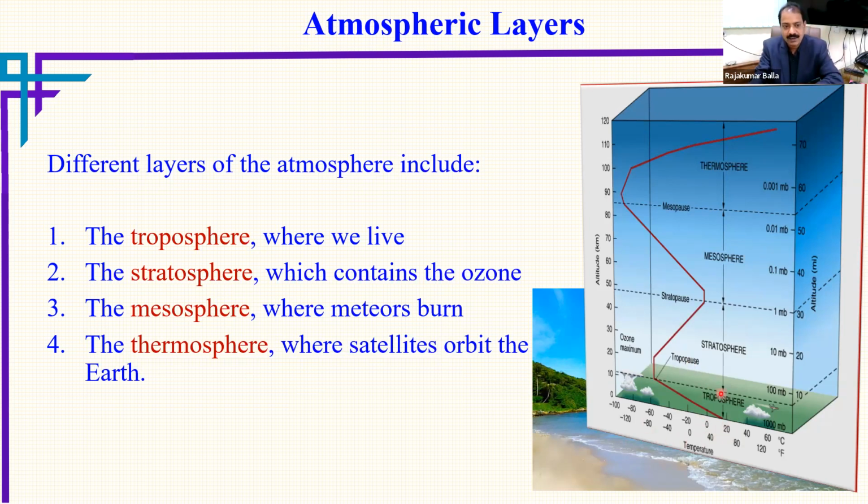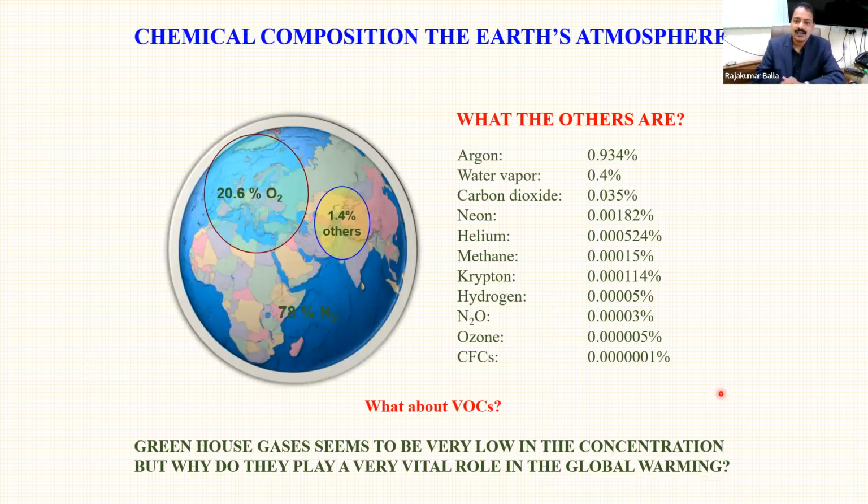Then, when we look at the chemical composition of the Earth's atmosphere, all this is known to all of us. But the point we want to emphasize here is, look at the percentage of the CFCs. That's 0.000001, that is 1 into 10 to the minus 7 percent. Essentially negligible. But unfortunately, they are the most significant contributors and culprits in the ozone depletion in the stratosphere.